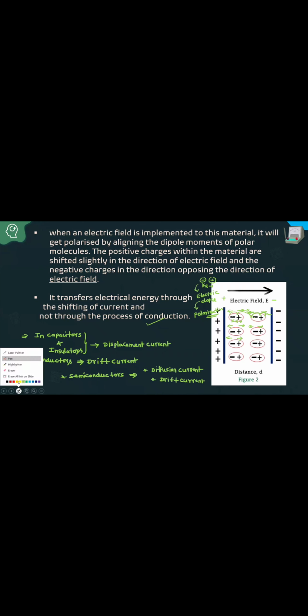This is an important observation: in capacitors or dielectrics or insulators, what type of current? Displacement current. Because of displacement of charges, we are getting it. In conductors, drift current. In semiconductors, there is a diffusion current and a drift current. This is how the current is flowing in the capacitors.